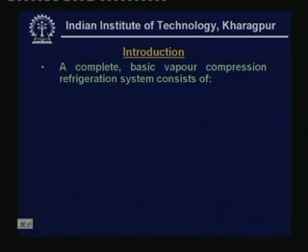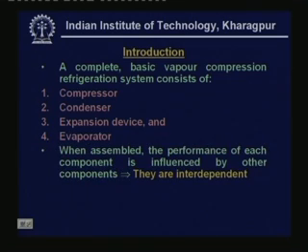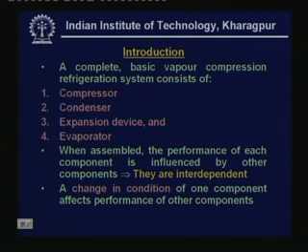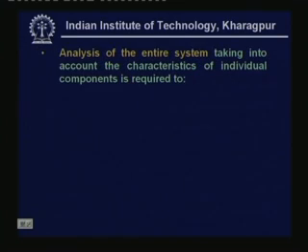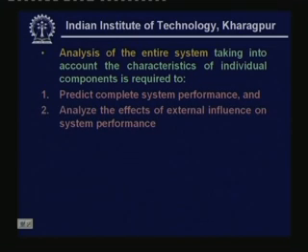A complete basic vapor compression refrigeration system consists of, as you know, a compressor, a condenser, expansion device, and the evaporator. When assembled, the performance of each component is influenced by other components. That means they are interdependent when they are assembled in a system. A change in condition of one component affects performance of other components. Analysis of the entire system taking into account the characteristics of individual components is very much required to predict complete system performance and analyze the effects of external influence on system performance.